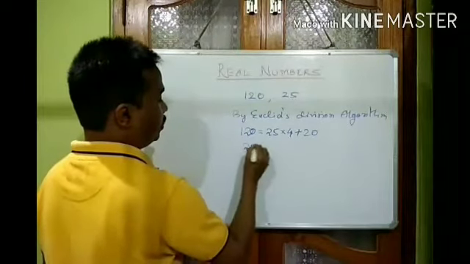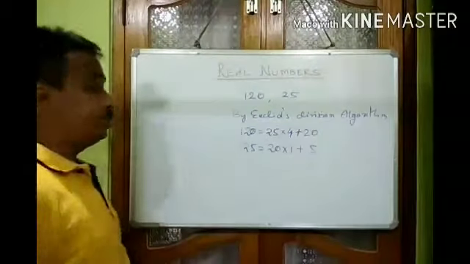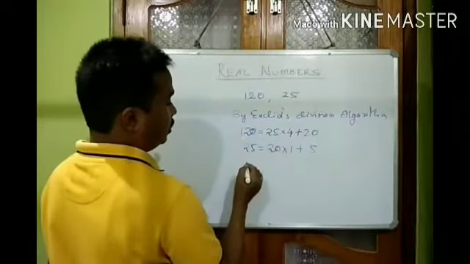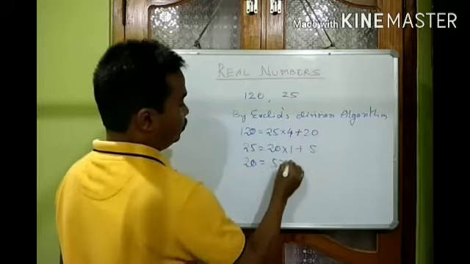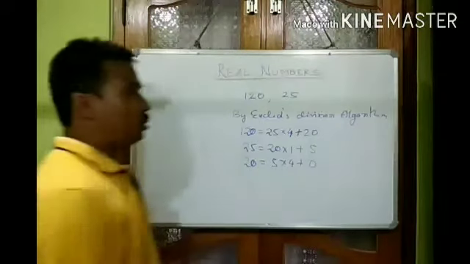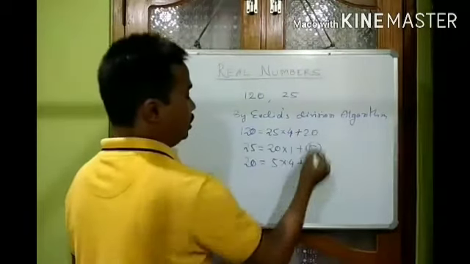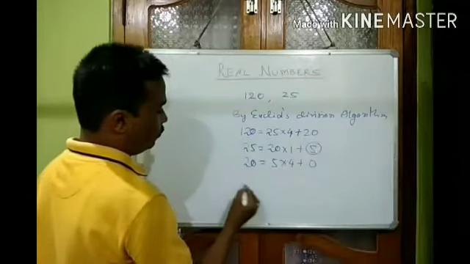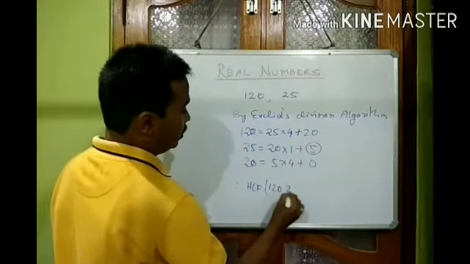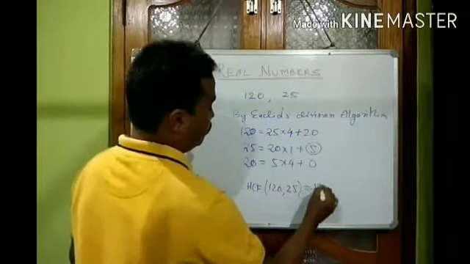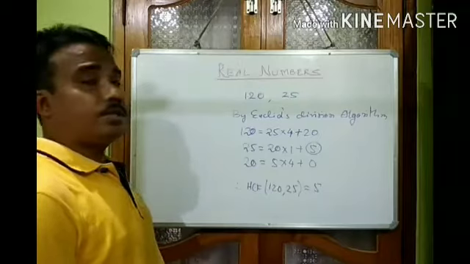So you can write 25 is equal to 20 into 1 plus 5. So remainder is still not 0. So again we will apply the division lemma on 20 and 5. So 20 is equal to 5 into 4 plus 0. So now the remainder has become 0. The last remainder is our required HCF. So HCF of 120 and 25 is equal to 5. This is the way of finding the HCF of two numbers by Euclid's division algorithm.